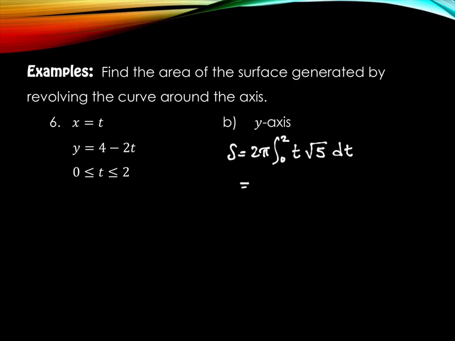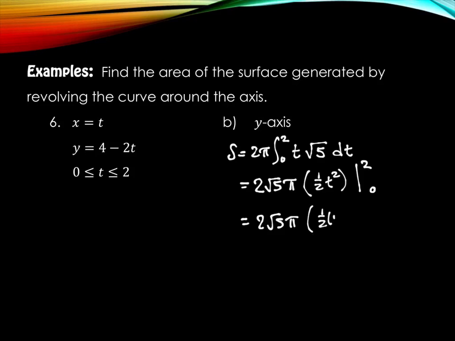Again, if you would like to pull the square root of 5 to the front, you can. If you don't care, then just don't. The t then becomes what? What's the antiderivative of t? 1/2 t squared, or you can write t squared over 2. We're evaluating from 2 down to 0. Again, evaluating at 0 gives me nothing, but this is 1/2 times 4, and then minus my 0. So what will this give me in the end on this problem? 4 square root of 5 pi, or 4 pi square root of 5, yep.